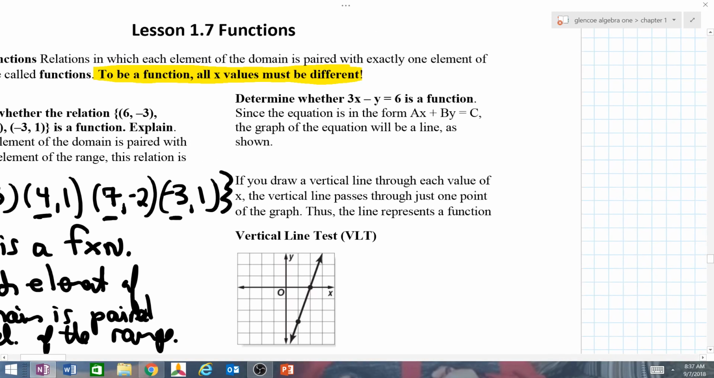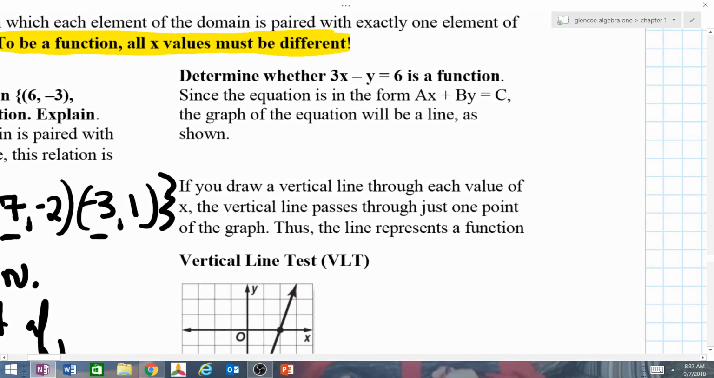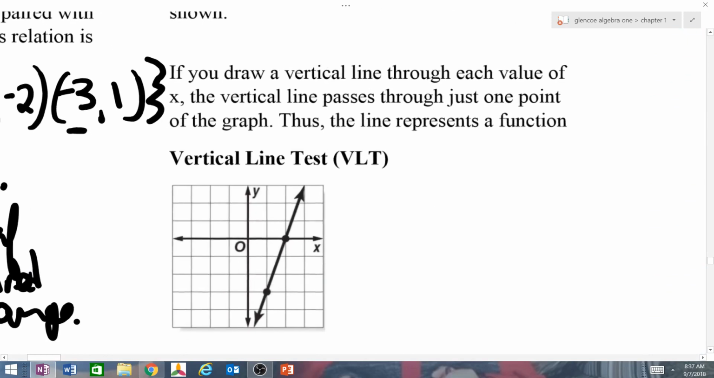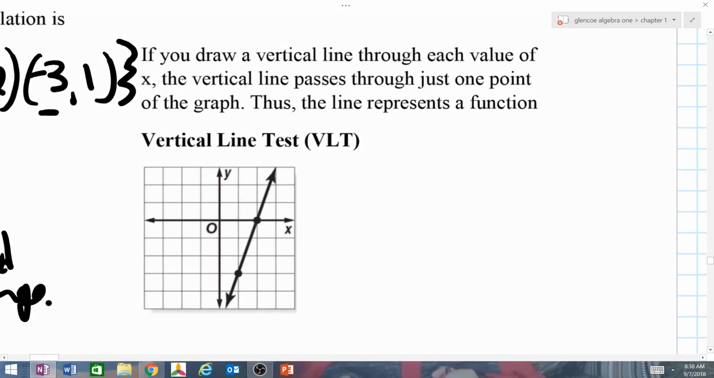Determine whether 3x minus y equals 6 is a function. Now this is a review. I'm not holding you responsible for graphing a line. We're not graphing lines in this chapter. The equation is in the form of ax plus by equals c. The graph of this equation will be a line. How you can tell if a graph of a line is a function, it's called the vertical line test.